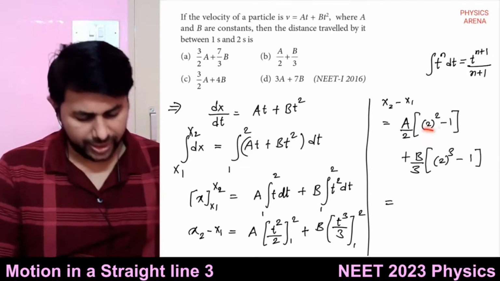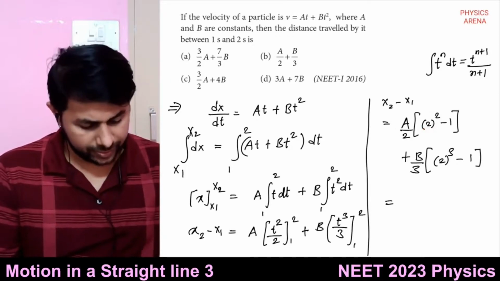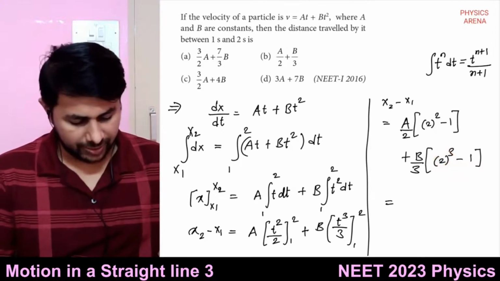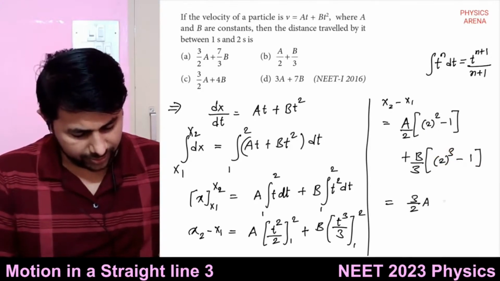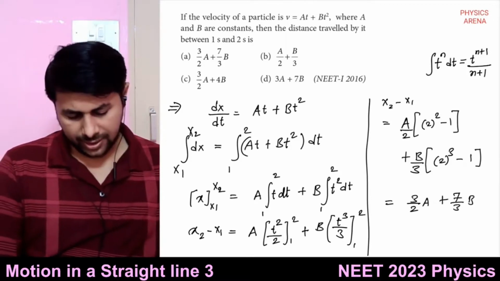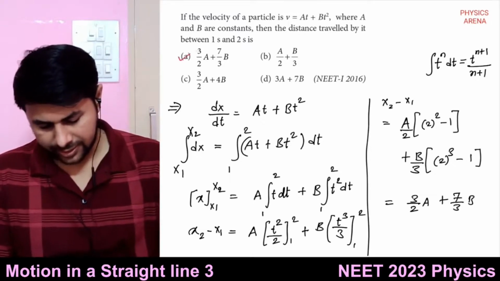So from here you get 4 minus 1, that's 3, 3 by 2 a, and from here you get 8 minus 1, that's 7, 7 by 3 b. So 3 by 2 a plus 7 by 3 b is the answer. So option A is the answer.